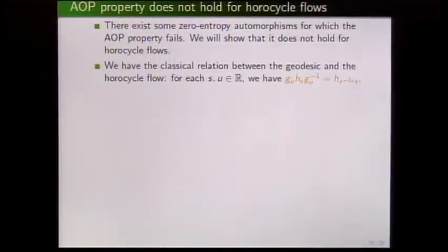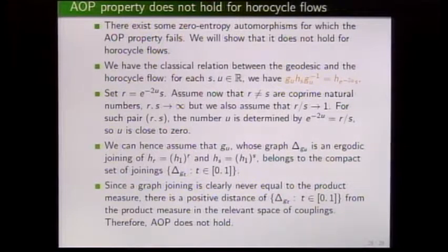So I said, of course, horocycle flows: if you take a horocycle flow, then take the time one map, then powers of this transformation, of course they are isomorphic. This is very classical, and it just follows from the classical relationship between horocycle flow and geodesic flow. So they are isomorphic. But I already told you that the fact that powers are isomorphic has nothing in common with this AOP property. Because graphs can be close to product measure. If you take a mixing transformation, powers of T are close in weak topology to the product measure. That is just the essence of mixing. So it's just a matter of how these graphs are located.